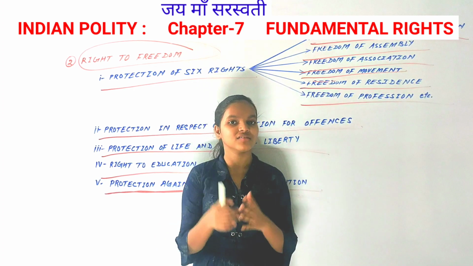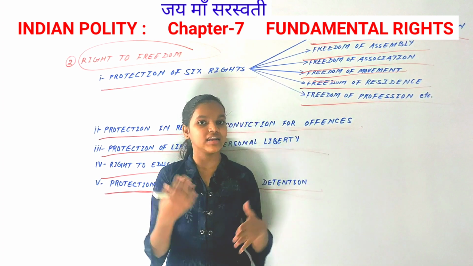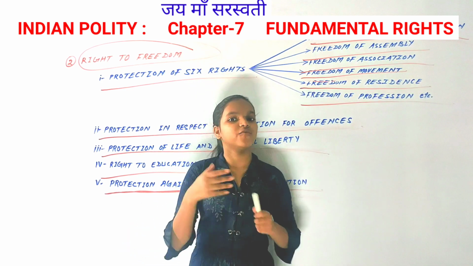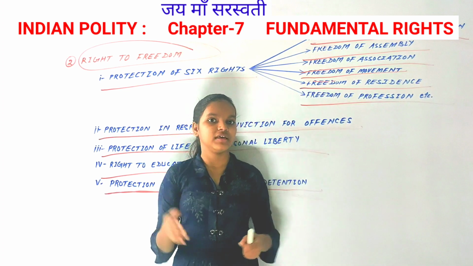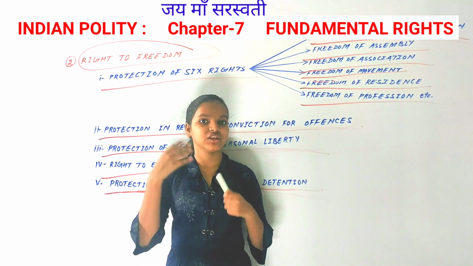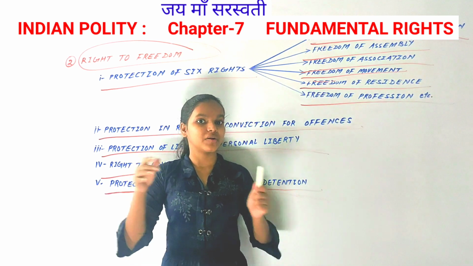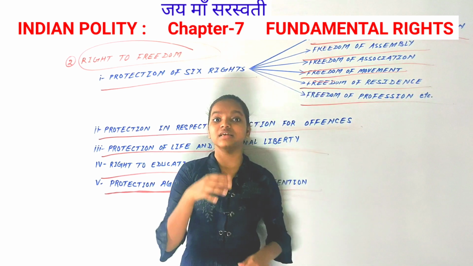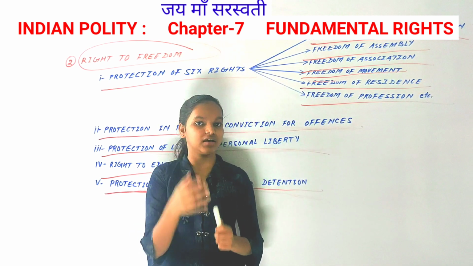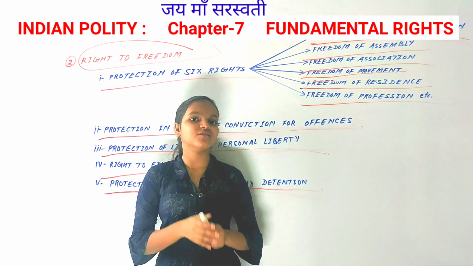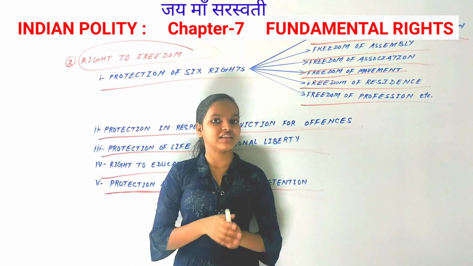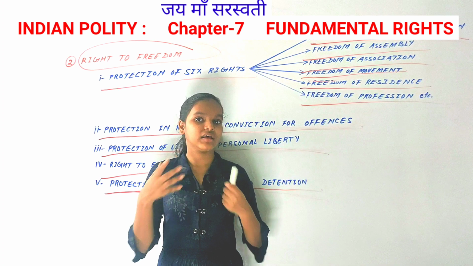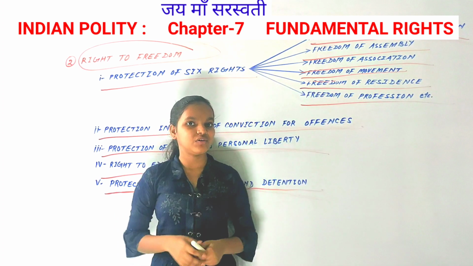And there are some acts that were enacted by Parliament for preventive detention, for example the Preventive Detention Act of 1957, and UAPA, the Unlawful Activities Prevention Act, which has been amended many times, with the latest amendment done in 2019. And there have been many other acts, for example NSA, the National Security Act. So Parliament has the power to make laws for preventive detention.